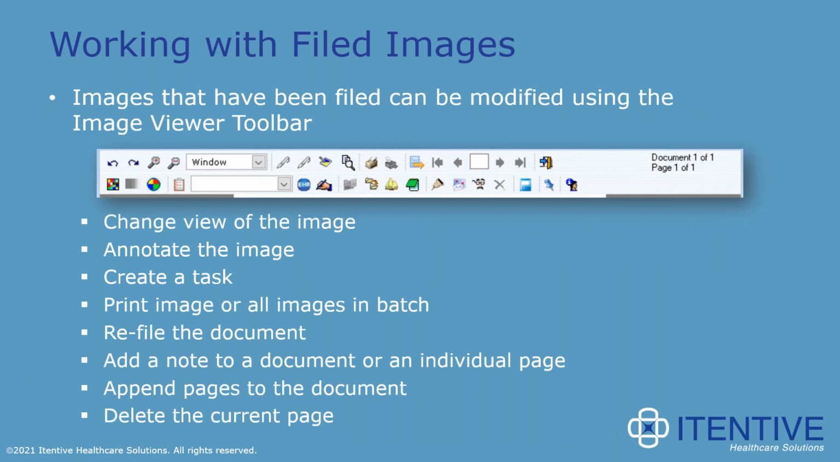So when we're working with our filed images, we can use what we call our image viewer toolbar to give us some additional options for things like how we view the image, as well as making changes. For example, we can change the view of the image by using our buttons to rotate the image, zoom in and out. We can even change contrast, if it's hard to see. We can select our annotation button to give the user the ability to do things like add text, circles, boxes, draw on the image. We can create tasks. We can print a specific image or even all images in the batch. We can refile a document if we need to make any changes, add a note to the document as a whole or even an individual page. We can append pages to the document, as well as, if we have the rights, delete the current page. So let's take a look at some of these features that are possible using this toolbar.